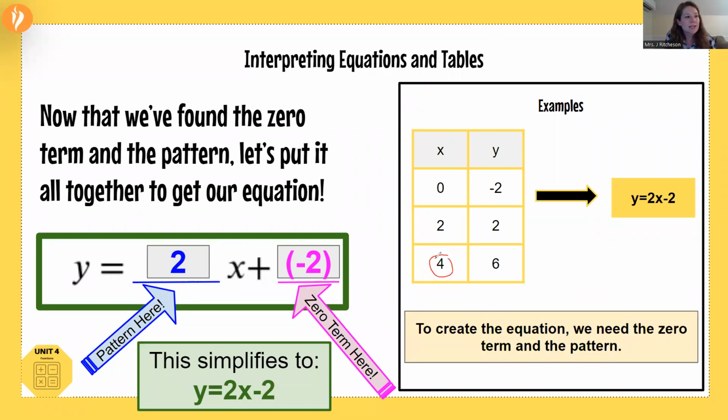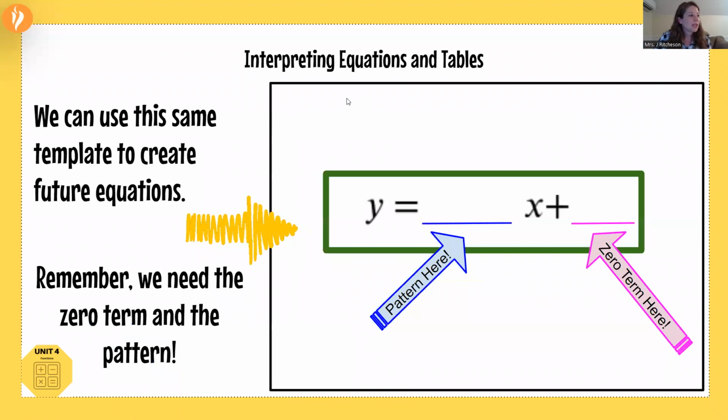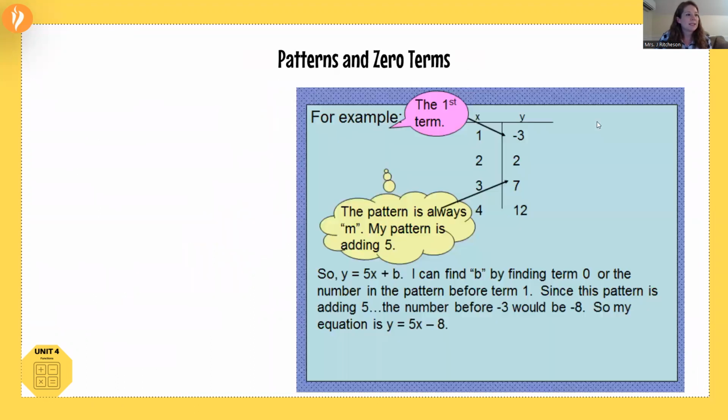Take any of your x values, plug it into the equation. If x is 4, let's plug it into our equation and make sure it agrees with what we got. So 2 times 4 is 8, and 8 minus 2 is 6, and that's exactly what it should be according to our table. So you can always check your answers on these. All right, we're going to use our template. We're going to put our pattern or our rate of change times x and our 0 term at the end.